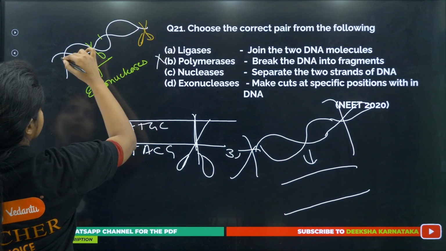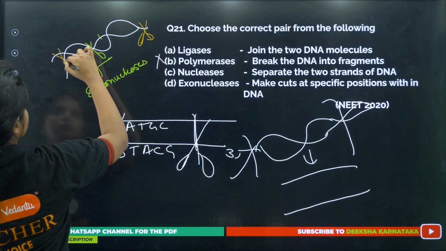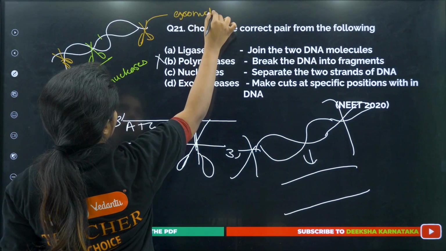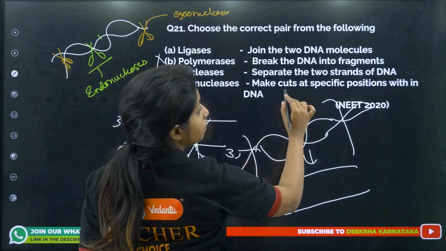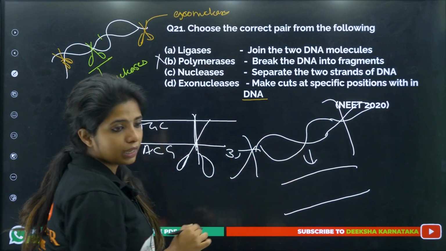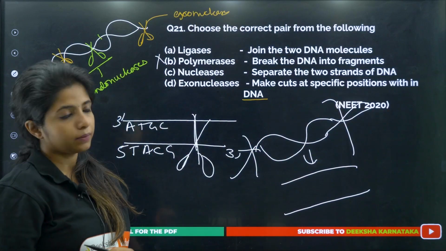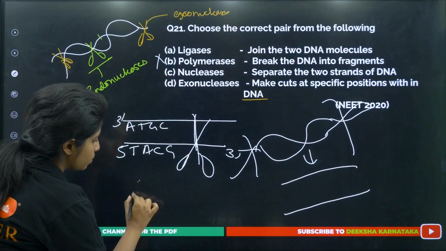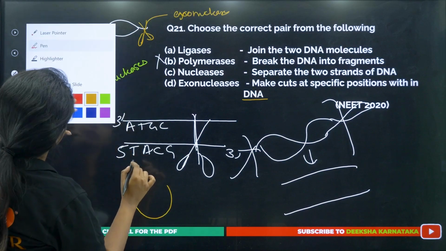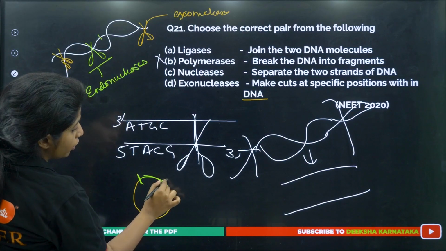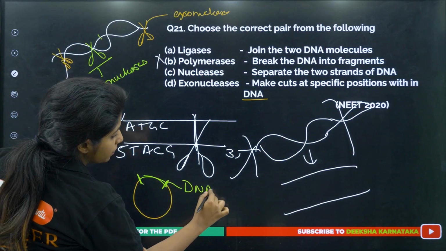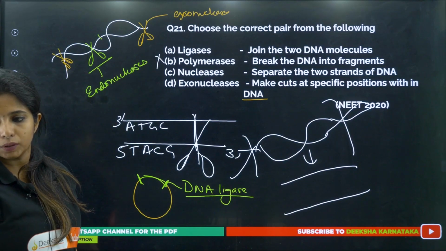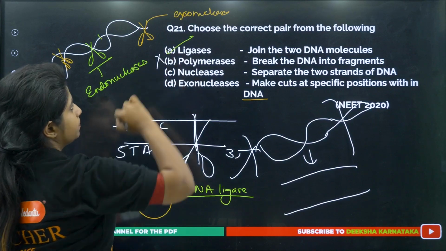if I want to do the cutting over here, who helps, children? It is exonucleases that help. So here it is written makes cut at a specific position within the DNA. That will be entirely wrong, my dear children. So what could be correct? Ligases. It joins the two DNA molecules. So you saw you had a plasmid, and you put our DNA inside the plasmid and you wanted to ligate them. So for that you had DNA ligase. Okay, so this becomes the correct answer.